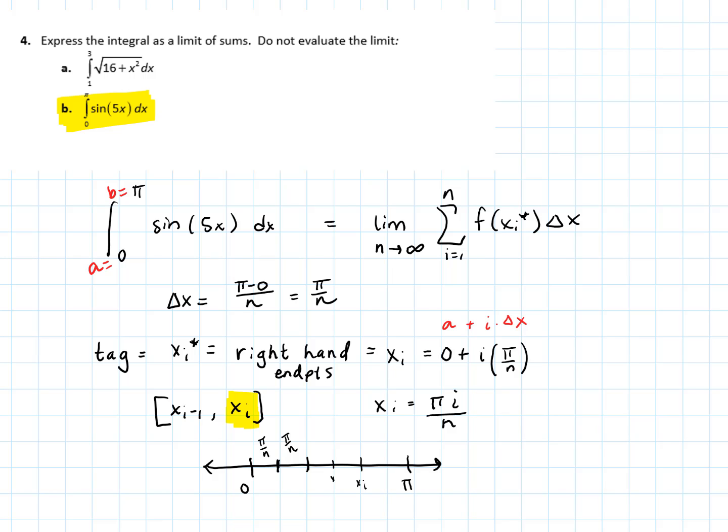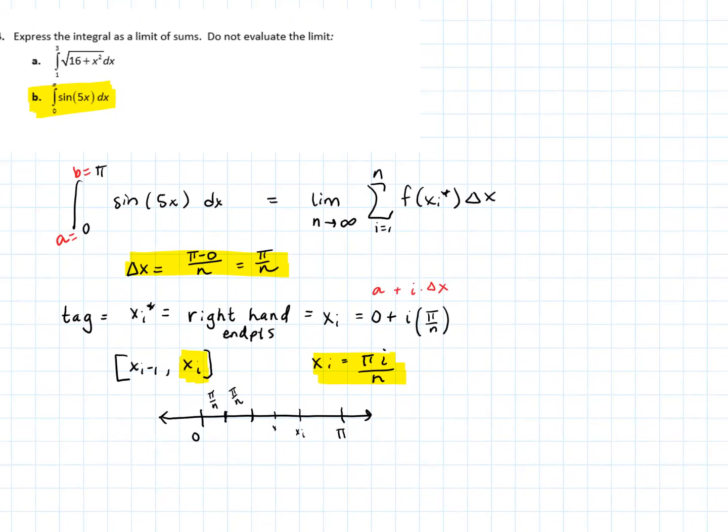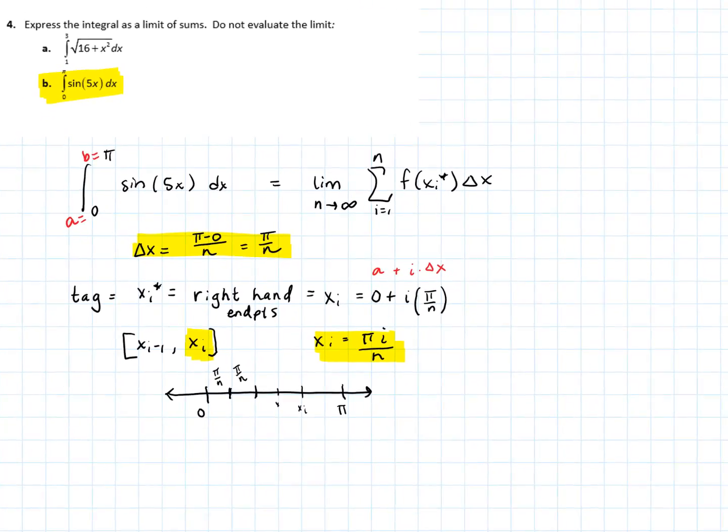So x sub i, my tag, is going to have to just be pi times i over n. And that is my tag and my delta x. And so I can finish out expressing this integral as a limit of sums by plugging those in.